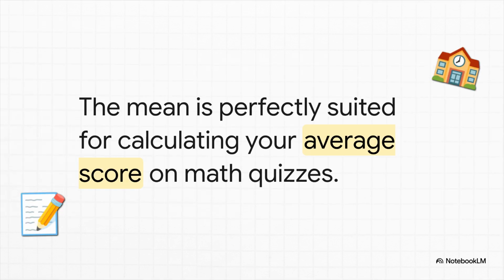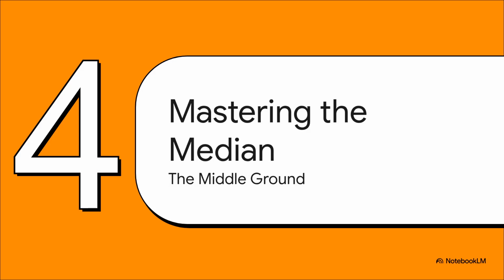So you'd use this specific tool when you really want to know your overall performance over a period of time. A great example? Calculating your average score on math quizzes over a whole semester. All your high scores and your low scores are smoothed out to give you one single number that represents how you did overall. Moving right along to Section 4, mastering the median to find the middle ground.